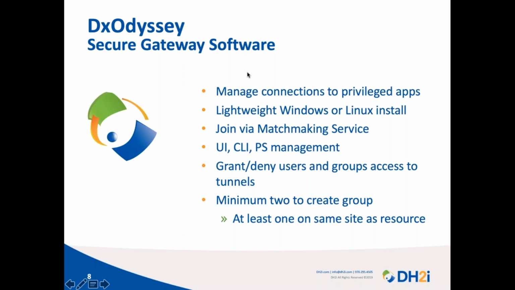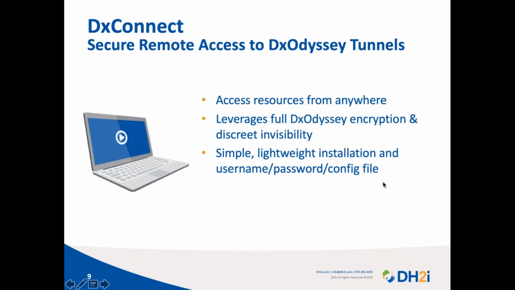Grant that access. And by the way, this software is incredibly lightweight and can be installed on Windows or Linux machines. This gives you a lot of flexibility in terms of how you size these machines. If you need to add more, it's all very simple to do so. But at minimum, you need 2 of these gateways to create what's called a gateway group. And you need to have at least one of them on the same site as the resources that you want to connect to, the destination for a particular tunnel. Okay, so that's DxOdyssey. Now, DxConnect is what completes the story here, and this is what allows remote users to access DxOdyssey tunnels from anywhere.